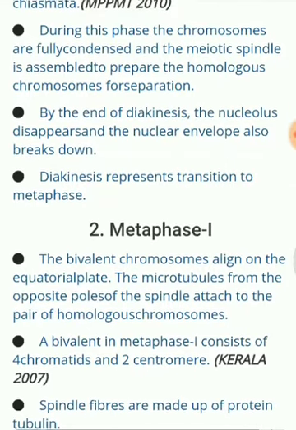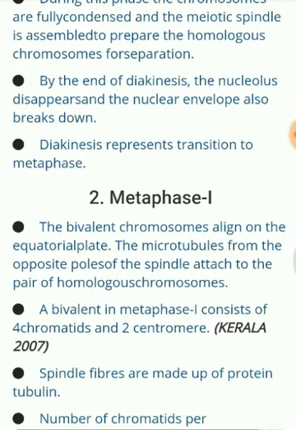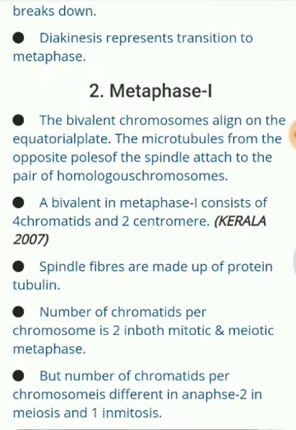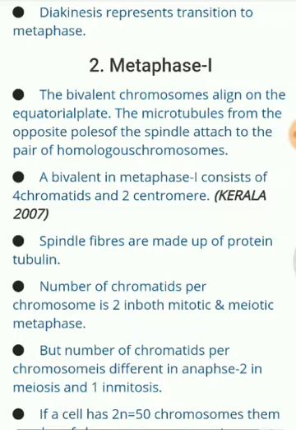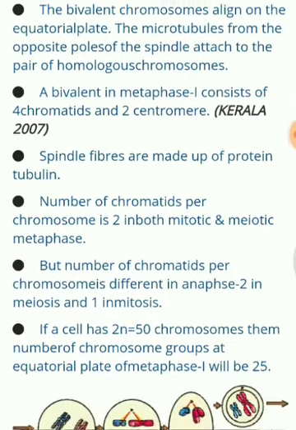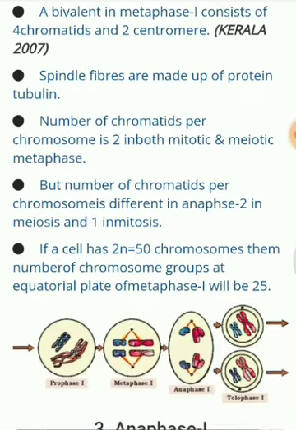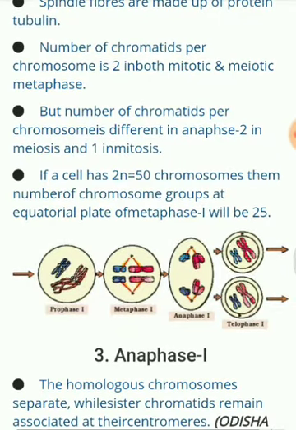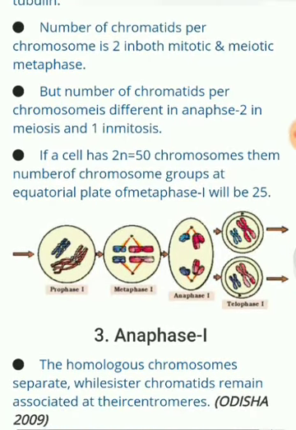Metaphase 1. The bivalent chromosomes align on the equatorial plate. The microtubules from the opposite poles of the spindle attach to the pair of homologous chromosomes. A bivalent in metaphase 1 consists of 4 chromatids and 2 centromeres. Spindle fibers are made up of the protein tubulin. The number of chromatids per chromosome is 2 in both mitotic and meiotic metaphase, but the number of chromatids per chromosome is different in anaphase 2 in meiosis and in mitosis. If a cell has 50 chromosomes, then the number of chromosomes grouped at the equatorial plate of metaphase 1 will be 25.